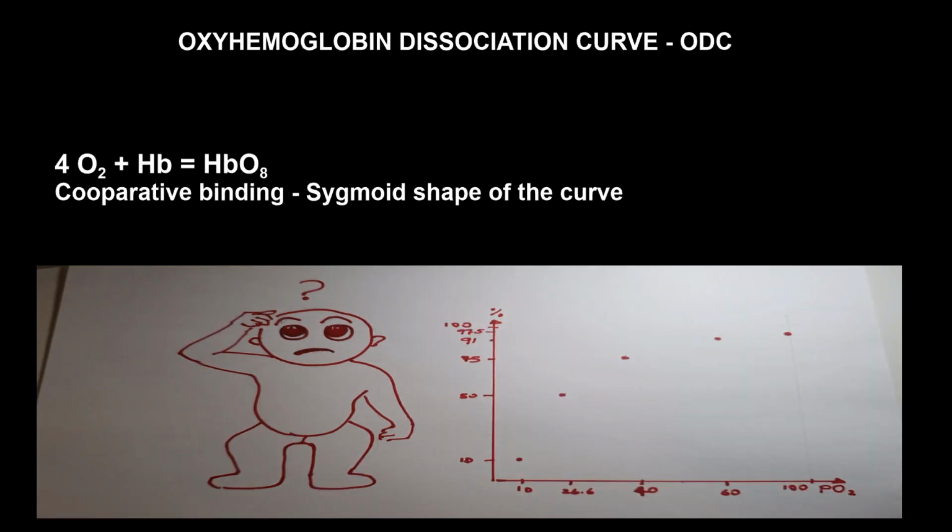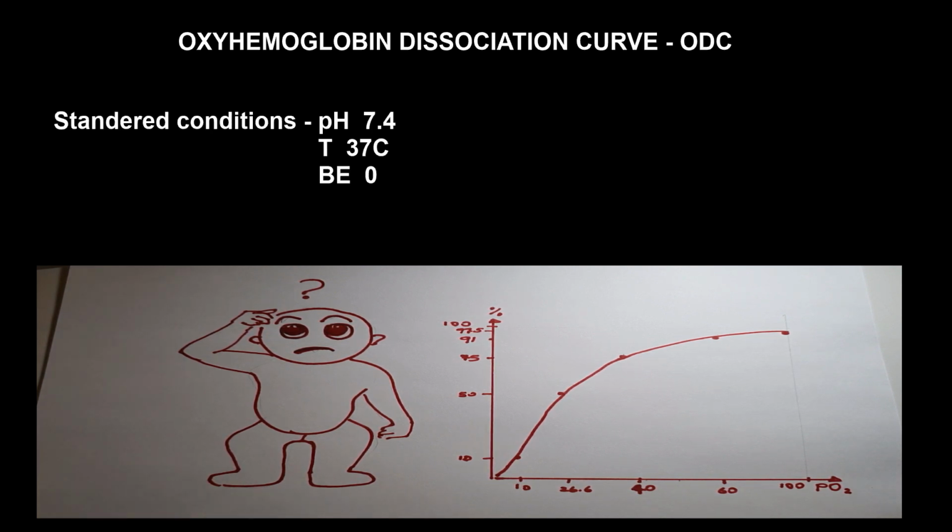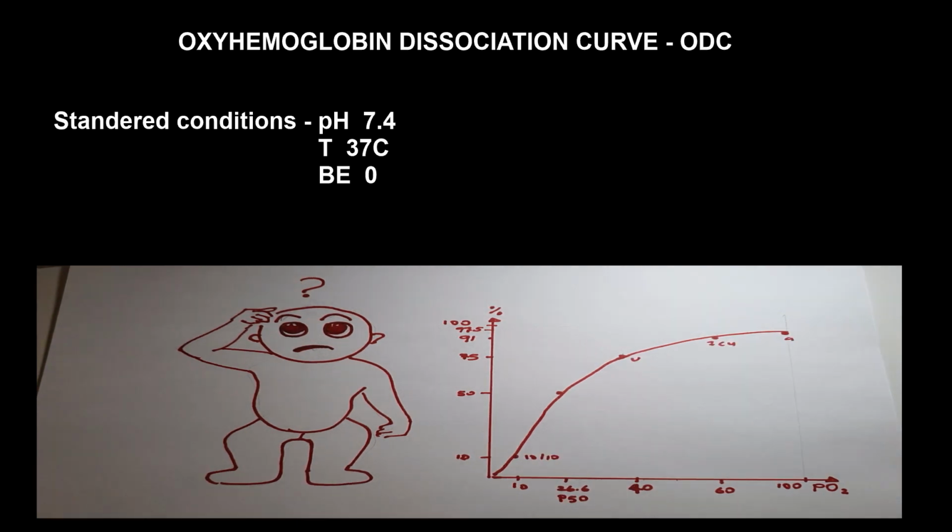Four diatomic oxygen reversibly interact with hemoglobin to form oxyhemoglobin. This process follows cooperative binding, which means that the binding of one oxygen to hemoglobin makes subsequent binding of oxygen relatively easy. It gives a sigmoid shape to the curve. It is important to understand that the curve is interpreted in given standard conditions, such as a pH of 7.4, a temperature of 37 degrees Celsius and 0 base excess, where these parameters are kept unchanged.